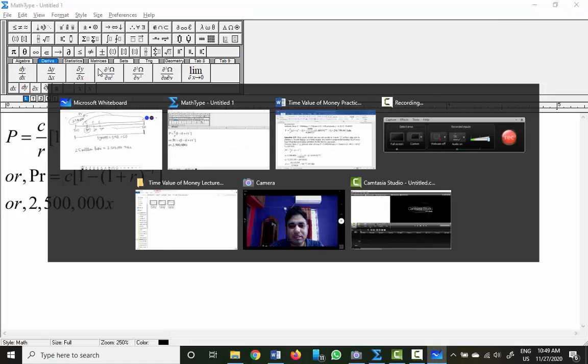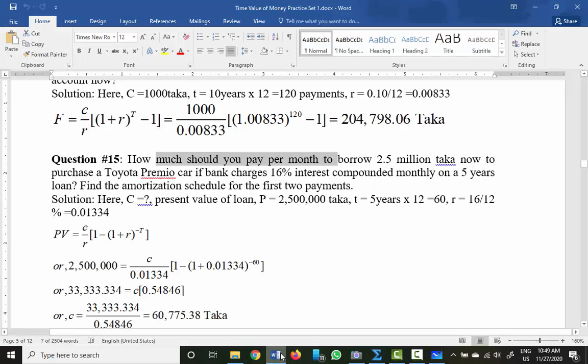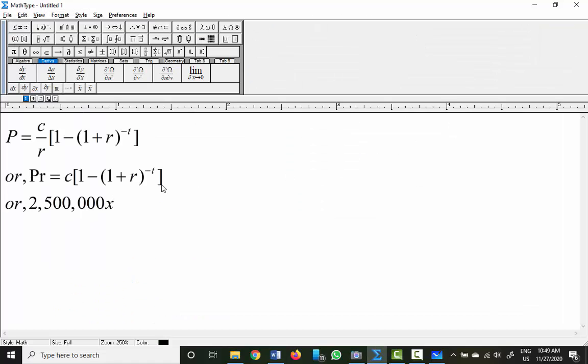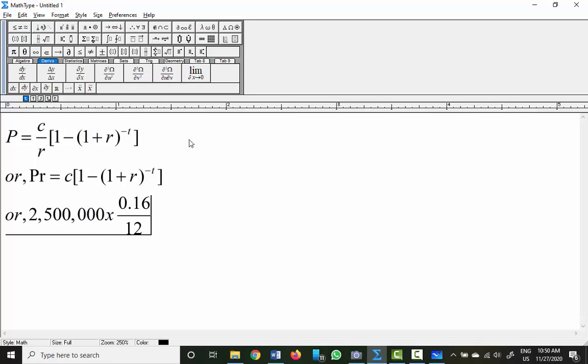So R is, the question said that R is 16% compounded monthly. So 16% is the annual percentage rate or annual rate, but it will be compounded on a monthly basis. So we need to convert this one to monthly rate. So 16%, that is 0.16, is the annual rate. But since the interest will be compounded on a monthly basis, we need to find out the monthly rate. That means we will divide it by 12, right?